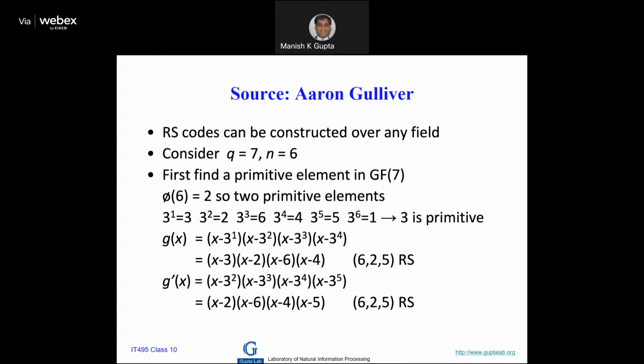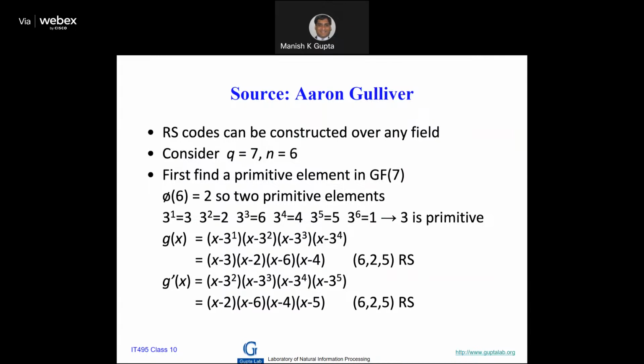So now g(x) could be (x minus 3 to the power 1)(x minus 3 square)(x minus 3 cube)(x minus 3 raised to power 4). So now 2t is 4. So t is 2. So distance is 5, right? d is at least 2t plus 1. t is equal to the greatest integer of (d minus 1) by 2, if d is the distance, right? Those relationships you should know. So by taking this polynomial, I will get a Reed-Solomon code of the parameters (6, 2, 5).